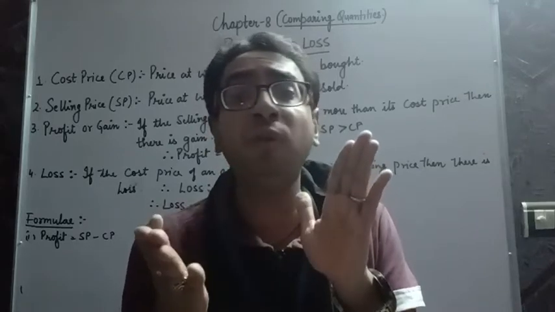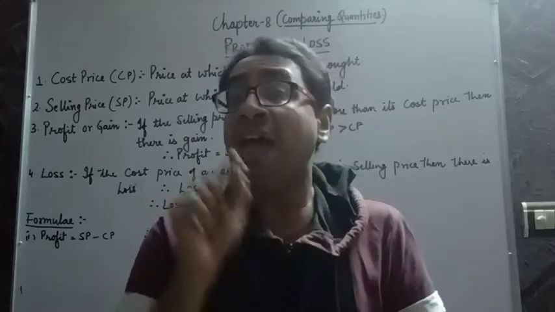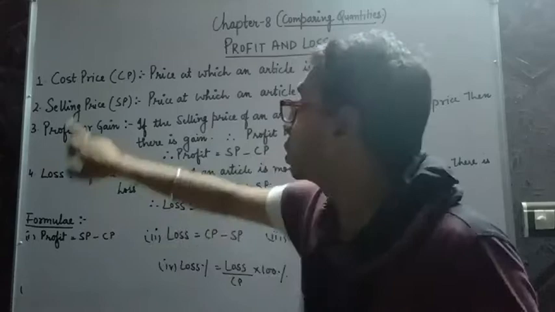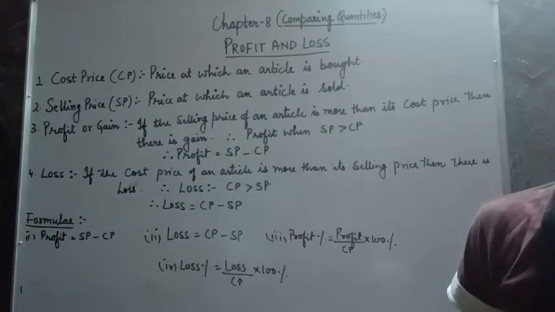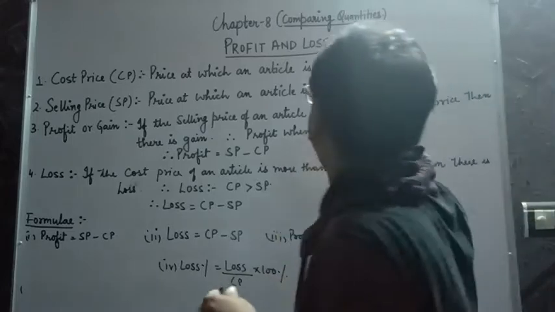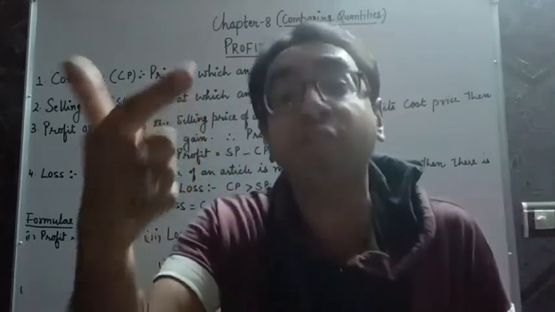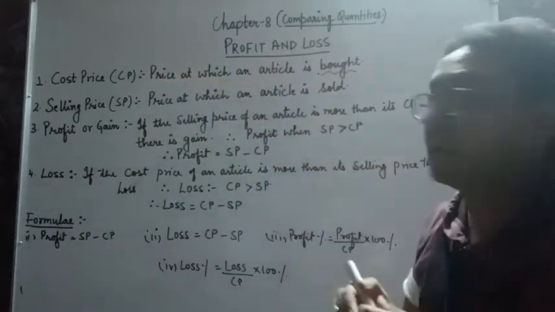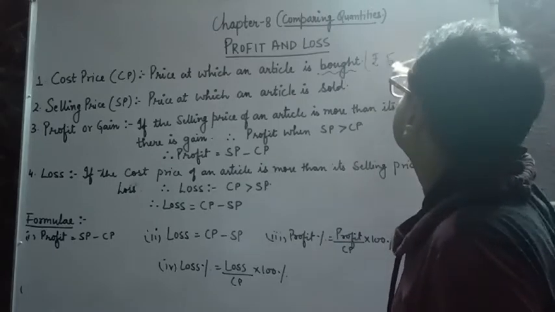I hope you will not bargain for rupees 5 for sure. So you will purchase it at rupees 5. Hence that rupees 5 is the cost price of an article. So what is the cost price of an article? The cost price of an article is the price at which an article is bought. Buy, bought. So the price at which an article is bought is CP. In this case, rupees 5 is the CP.